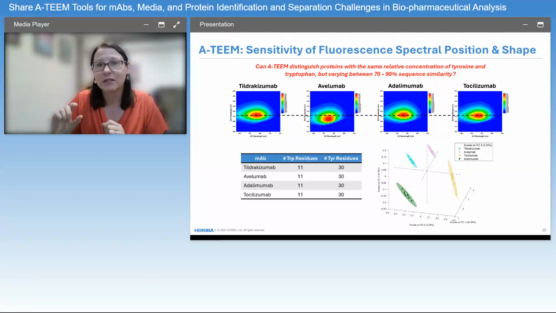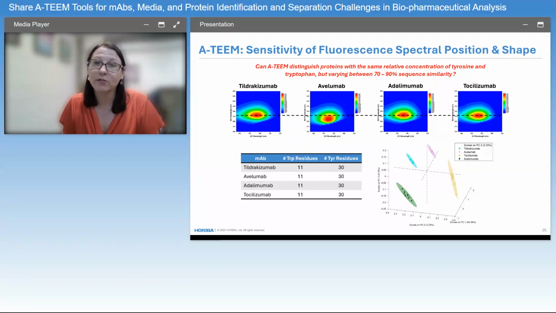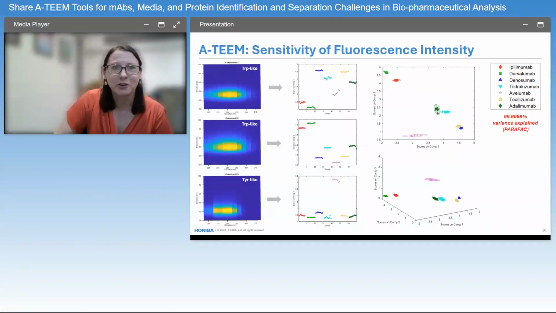If it's a slightly different sequence in a different region, the tyrosine and tryptophan fluorescence is going to be sensitive to that, and it will shift slightly. And so even these 4 have varying between 70 and 90% sequence similarities. Those differences can be detected easily by A-TEEM. And as you can see in the PCA score plots, the PCA 1, 2, and 3, that you can classify them really very easily. Okay, so this can tell you if your drug is real or not.